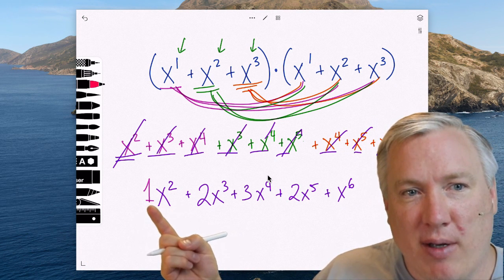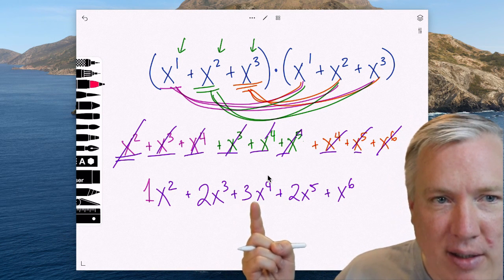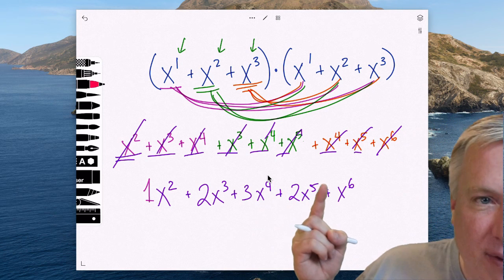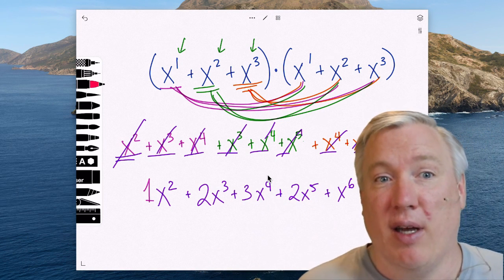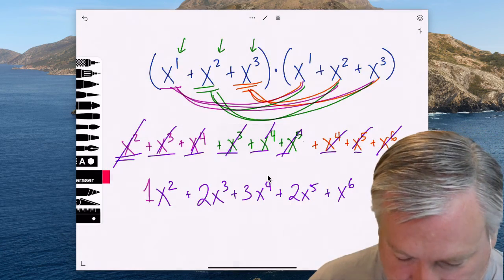So one way to get a 2, 2 ways to get a 3, 3 ways to get a 4, 2 ways to get a 5, and so on. So let's go ahead and go crazy here and go back to my teacher's question.